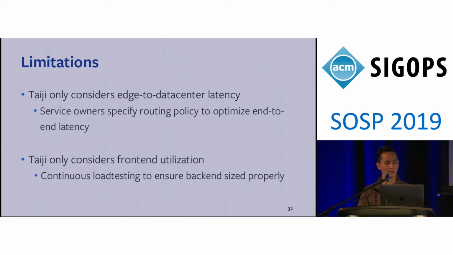For example, a latency optimal routing policy can actually run a data center at higher utilization, and this could cause it to experience queuing, and this may end up increasing the end-to-end latency. In this case, balancing the utilization would actually achieve a better end-to-end latency. So we rely on service owners to understand this about their systems and to configure Taiji to account for this.